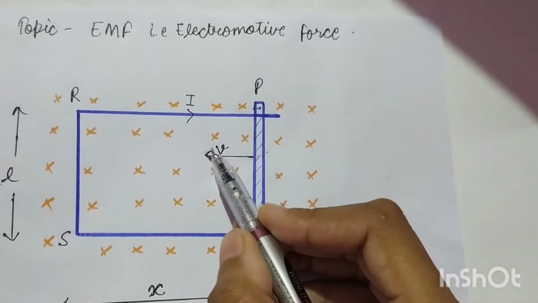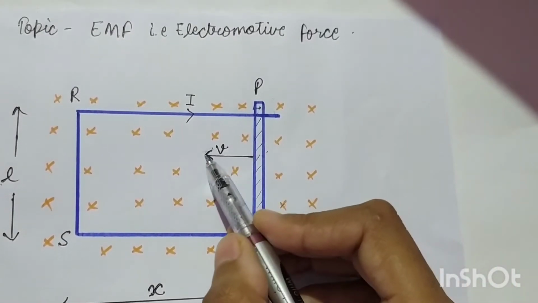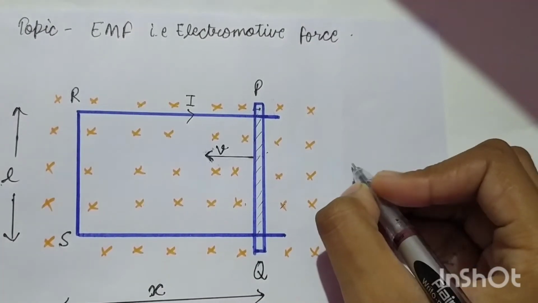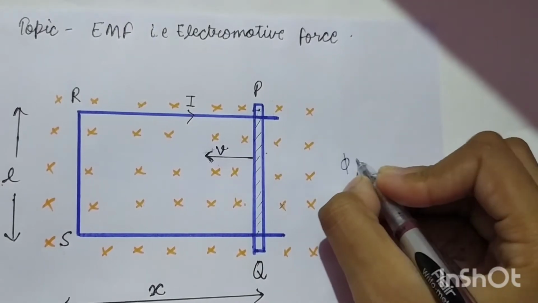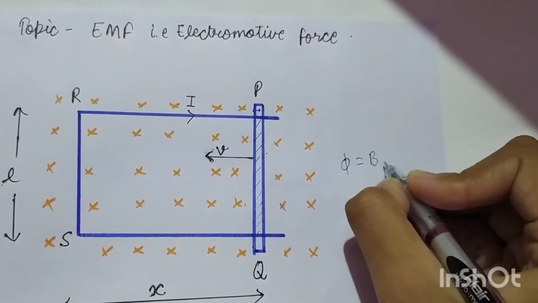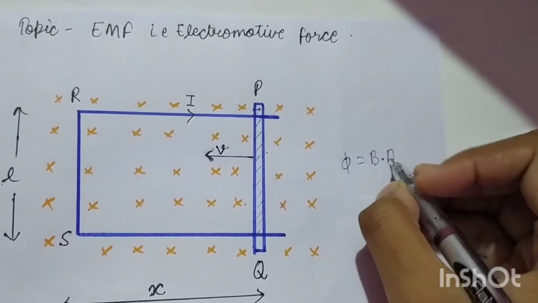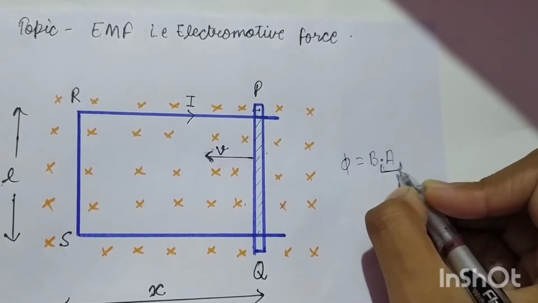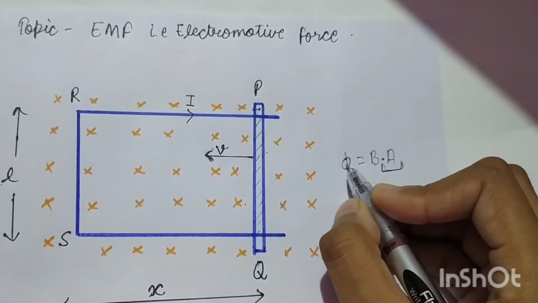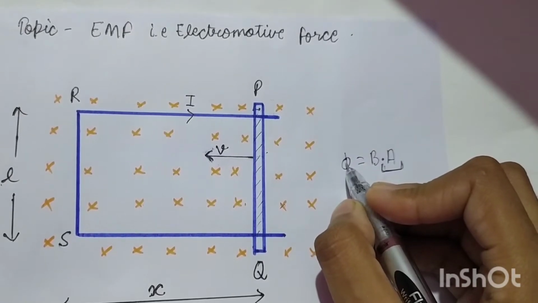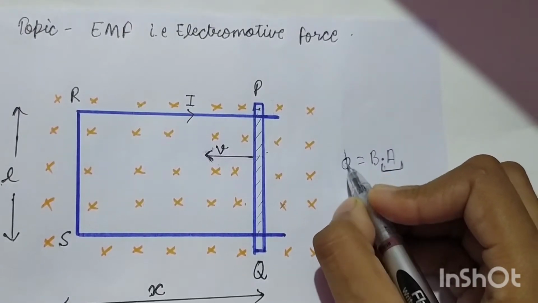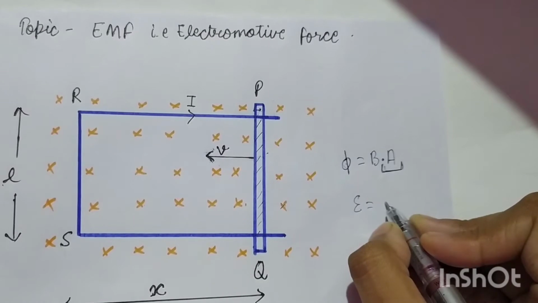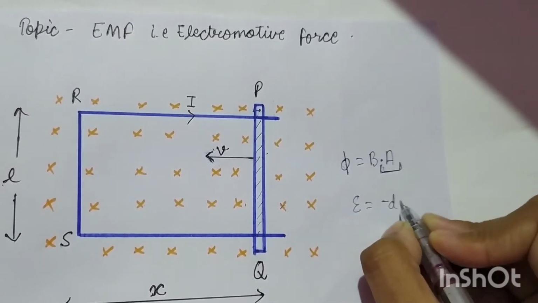As the arm is moving with velocity v, the area of this conducting loop is decreasing. And how do we define magnetic flux? It is defined as the magnetic field crossing through a particular area. Since the area is decreasing, the flux is also decreasing, so there is some change in flux. So what happens when there is a change in flux? We already know that EMF is equal to minus d phi by dt.